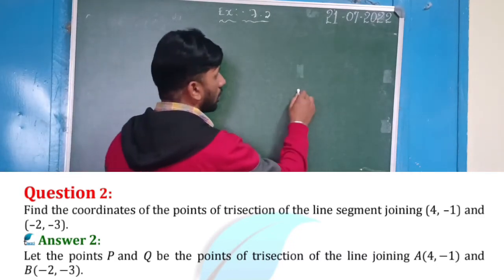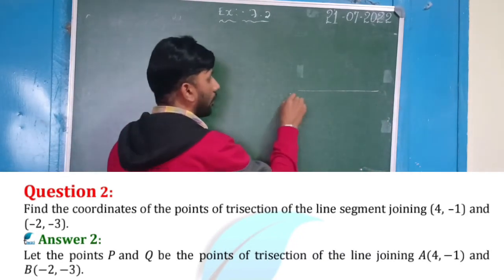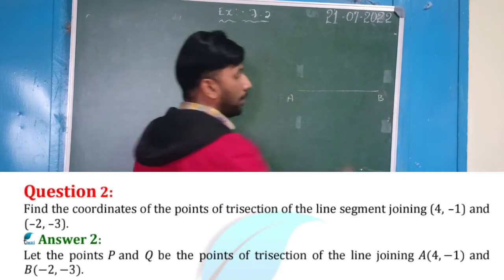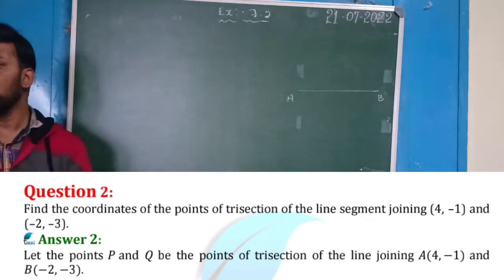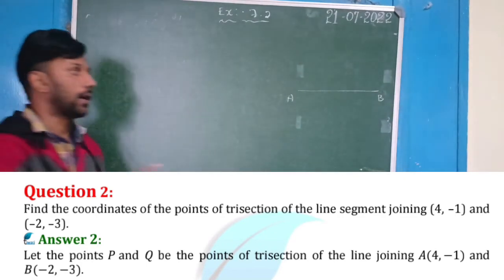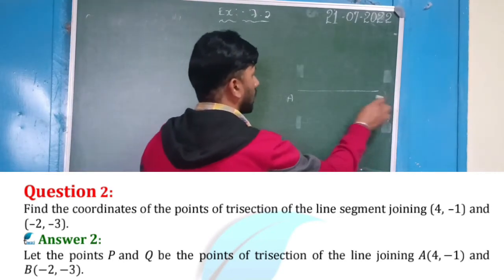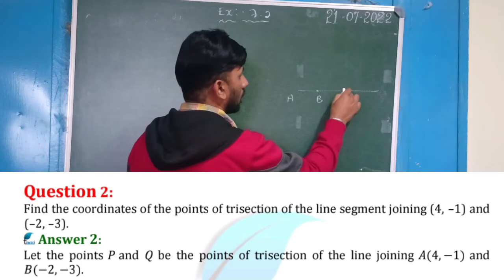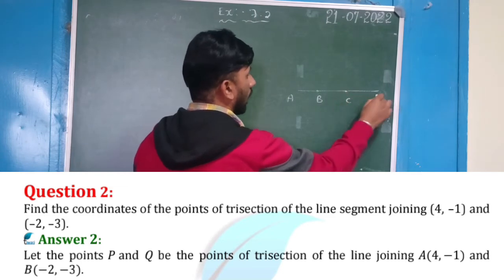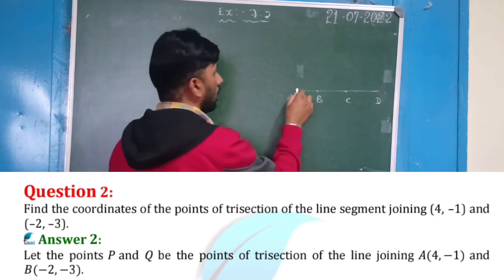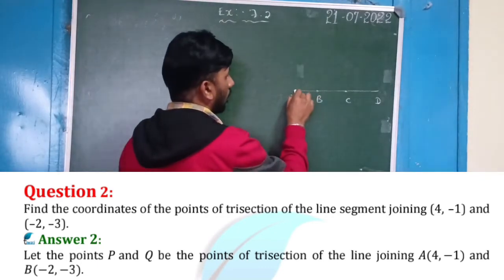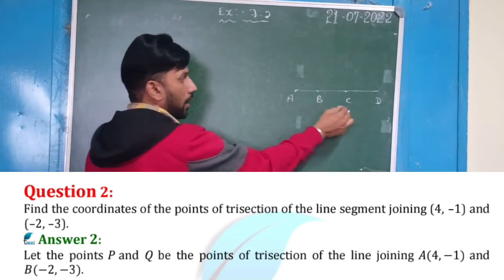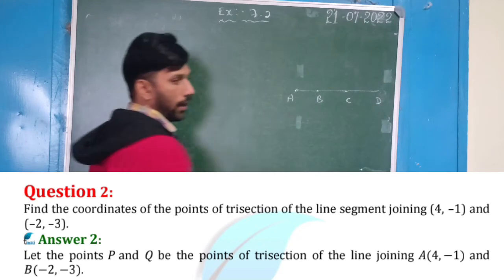Now what we'll do is we'll draw one line segment and we will mark 3 parts over there. Because trisection means it's 3 parts. So therefore I will not call this B. I'll mark here as B, as C, and this one as D. Now here there are 3 parts. One is AB, this is the first part, second part, third part.